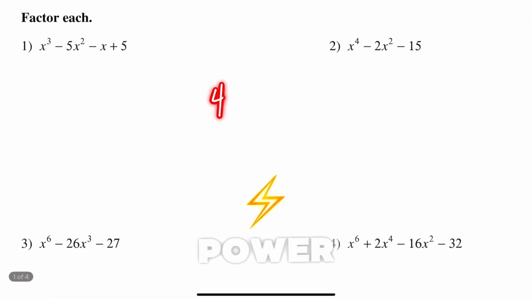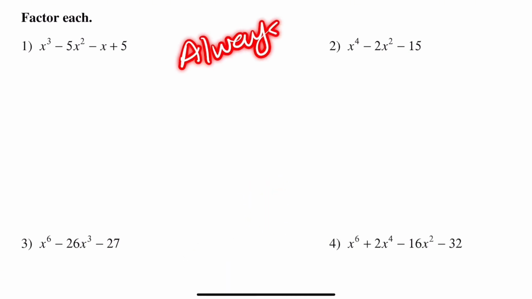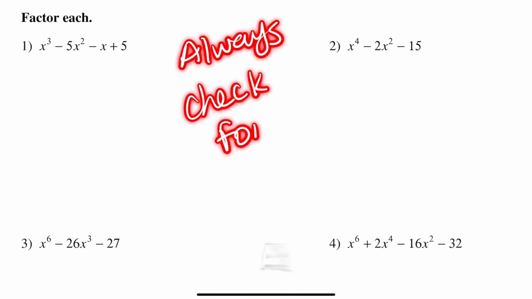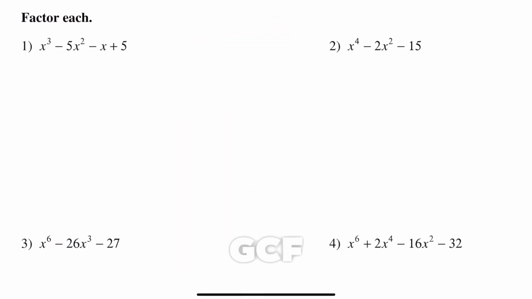So we're going to go to 4th power, 5th power, 6th power, so on and so forth. Okay? So first, always check for a GCF. Hopefully you already said that before I finished. You should be checking for a GCF always, because even with higher degree polynomials, if we can find a GCF first, that is automatically going to make the polynomial easier to factor. Okay? So let's go ahead and start with problem number 1.